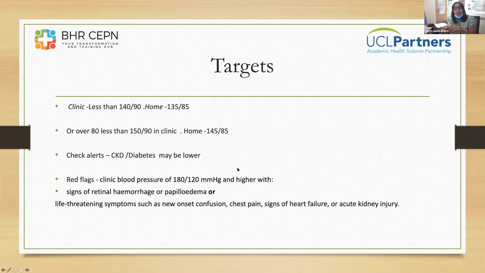The other thing, and if nothing else you take away from here, is the red flags. If you have a clinic blood pressure of 180/120, I don't expect people to see the signs of retinal hemorrhage. A lot of GPs probably won't be able to recognize that. But if you've got a symptomatic patient who is newly confused, with chest pain, headache, heart failure or kidney disease, and their blood pressure in the clinic is 180/120, that is a red flag. You send this patient in, okay? They're waiting to have a stroke, or a heart attack, or something is going to happen with this patient.